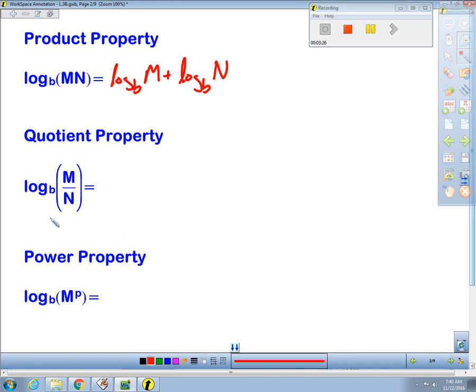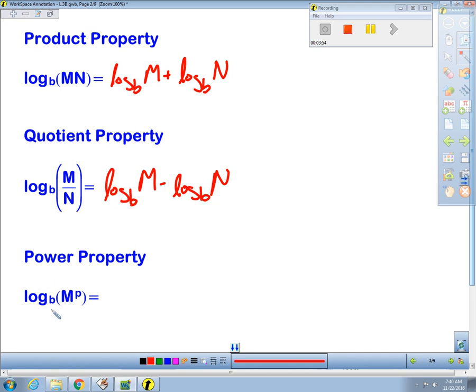Quotient property. Well, what do we do with exponents when we divide? We subtract. The log base b of m over n, I can split it into 2 logarithms. This is the log base b of m minus the log base b of n. One logarithm becomes 2.